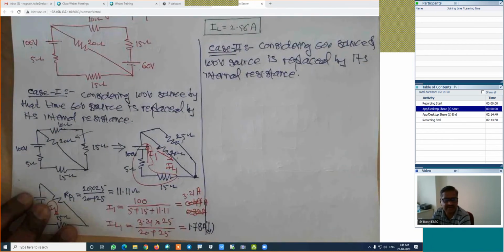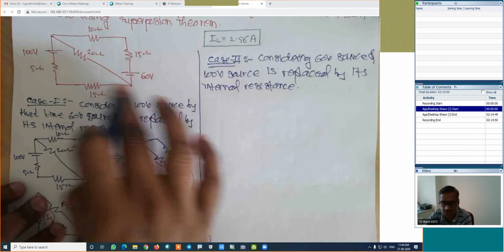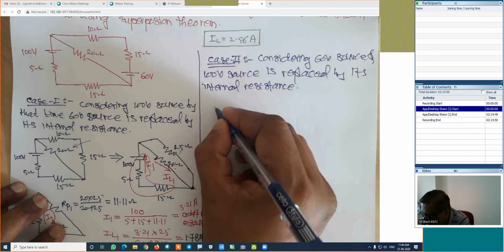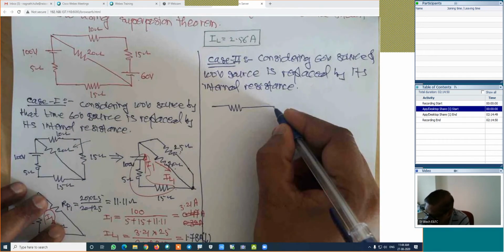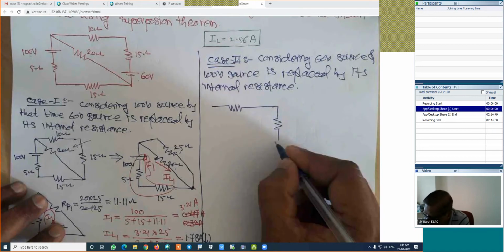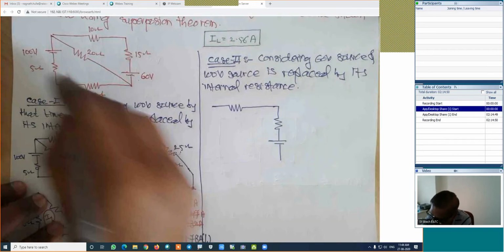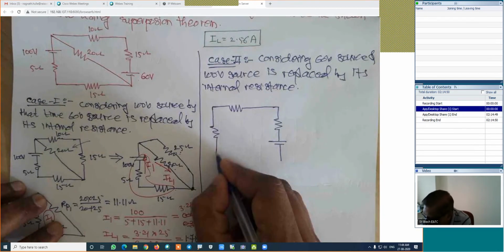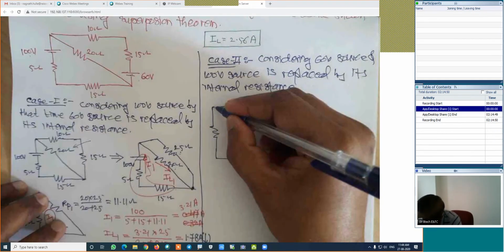How will be its figure for case 2? This figure as it is, just we will consider this source. This source would be replaced by its internal resistance. Means figure will be something like this. We will consider the 60 volt source. Is it right? This source is replaced by its internal resistance. This figure as it is, and it will be something like this.